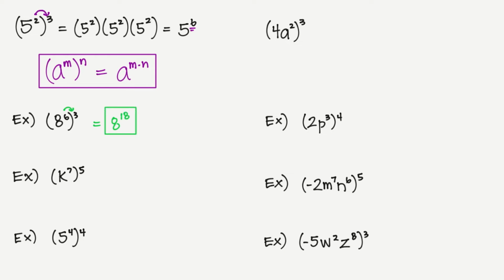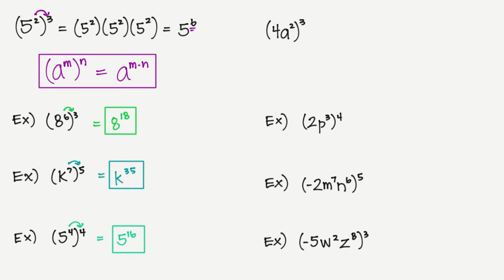Okay, my next one, in parentheses, k to the 7th power, and then on the outside, that's going to go to the 5th power, is k to the 35th power. All right, one more here. Inside parentheses, I have 5 to the 4th power, and then I'm going to raise that whole thing to the 4th power. That's the same as 5 to the 16th power. All right, so that's our first rule.